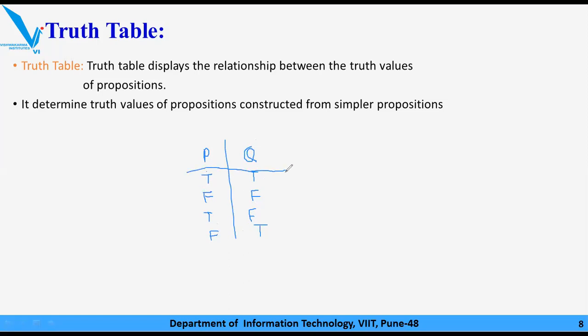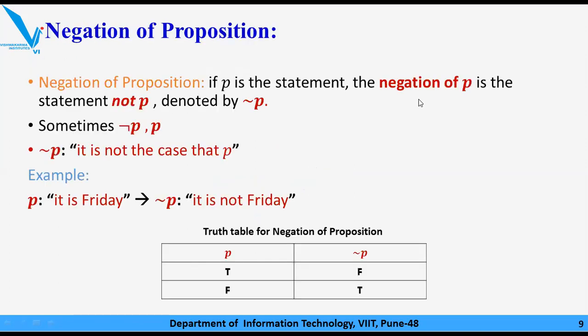After having the values for both, you write down the truth value of the compound conjunction over here. This is what the truth table is. Moving to the next, let's talk about the logical connectives. The first logical connective is the negation of a proposition. If P is a statement, the negation of P is the statement not P.